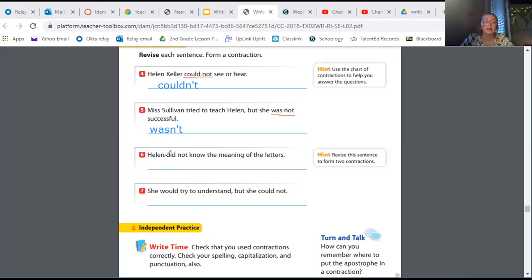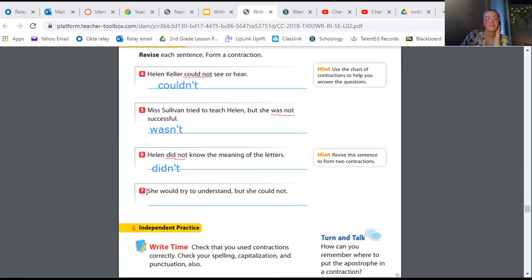All right. The one I found was did not. Well, that's actually the only one I see. Revise this and it's, oh, I think this hint is for number 7. Okay, so number 6 only has one contraction. Did not. And what word does that mean? What contraction does that form? You're right, it forms didn't.